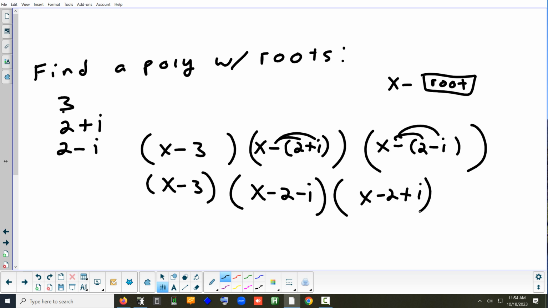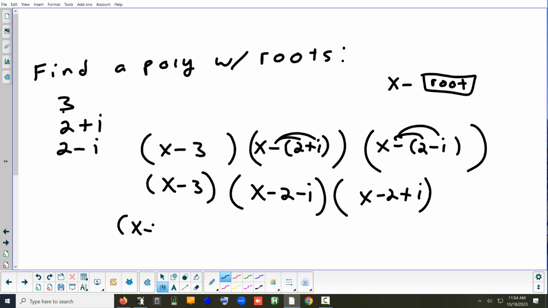Now, when you write a polynomial, there shouldn't be any i's in the answer. You could have like 8x cubed plus 4x squared minus 3x plus 6. You should never have any i's in it. So somehow all these i's are going to disappear. The way they disappear is we're going to multiply these together. Right? Forget about the x minus 3 right now. Don't do anything with that one because that doesn't have any i's.